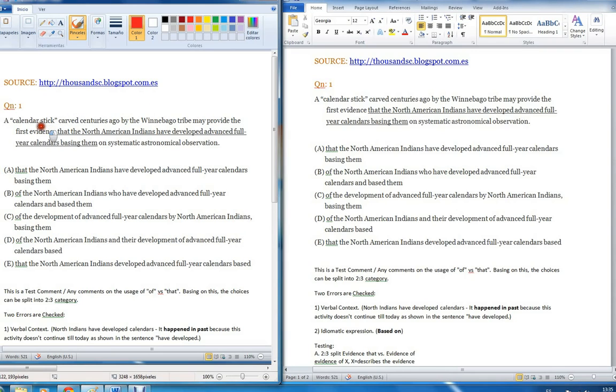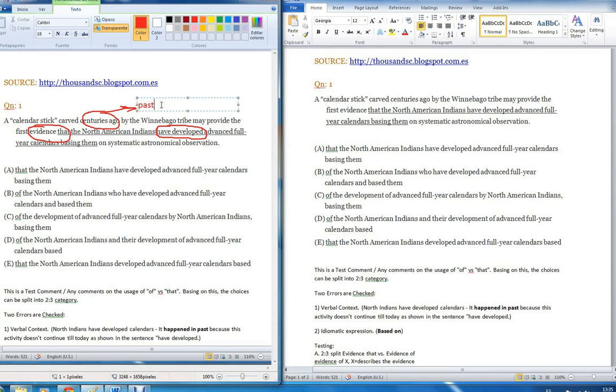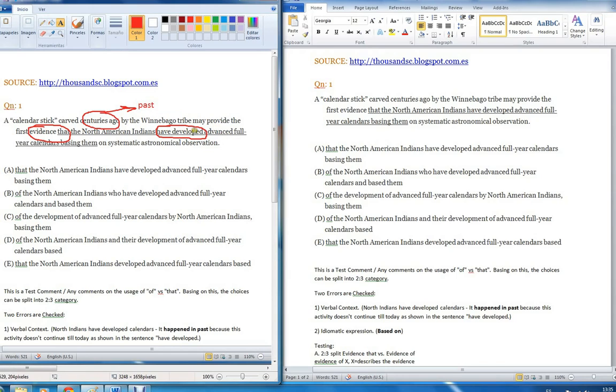So we see evidence that is one idiom, and the verb is have developed, but here we see that centuries ago refers to the past. Okay, so this is past, and have developed is not in the past, so that will lead us to some thinking. Basing them also is an idiom. Okay, so let's go to number A.